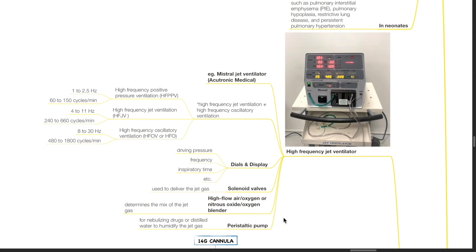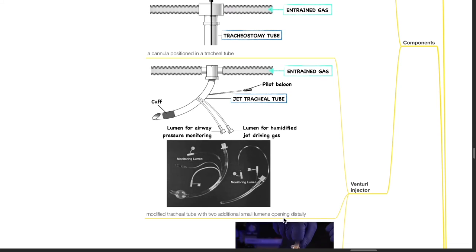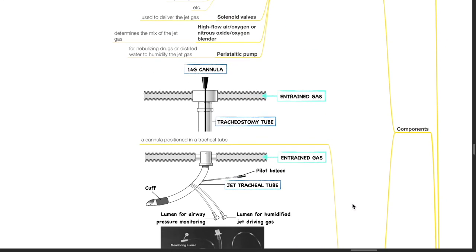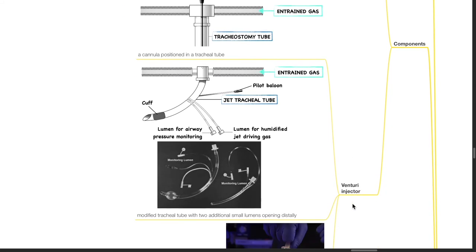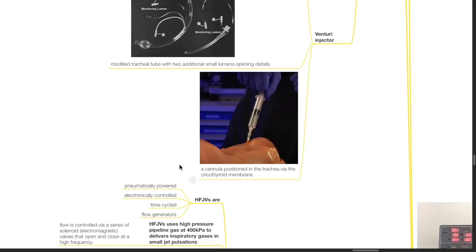jet gas. The Venturi injector device can be a cannula positioned in a tracheal tube, a modified tracheal tube with two additional small lumens opening distally, one for delivering humidified jet driving gas and one for airway pressure monitoring, or a cannula positioned in the trachea via the cricothyroid membrane.